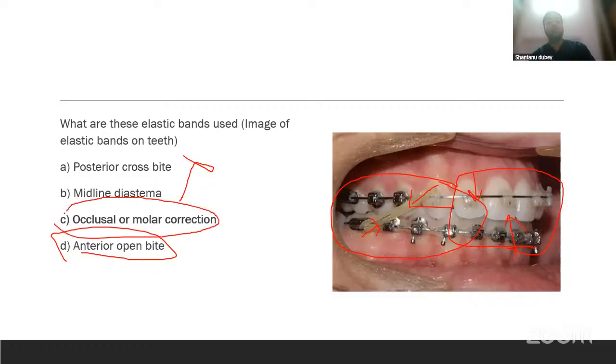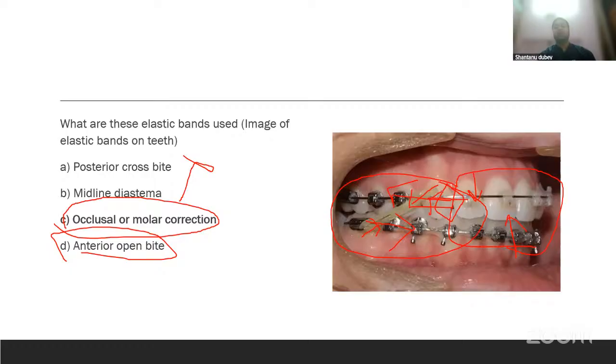This is basically a settling elastic, utilized in class 2 fashion. So it can also be called a class 2 elastic. Basically we are pulling the upper canine in the distal direction, and the lower molar in the mesial direction. So maybe there was some kind of discrepancy, maybe the canine was here and they introduced this elastic, pulled the canine here so that it comes to its original class 1 position.